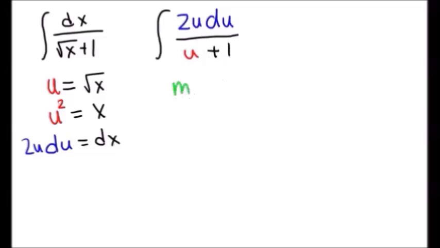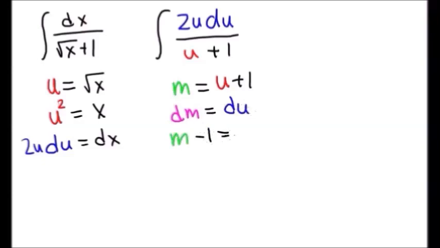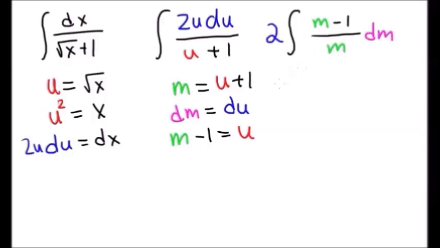Using more u substitution to simplify the integration, we can have m equal u plus 1, which means dm equals du, where m minus 1 will equal u. Rewriting the integration again gives 2 times the integration of (m minus 1) divided by m dm. Simplifying this integration, we will have 2 times the integration of m over m minus 1 over m dm.